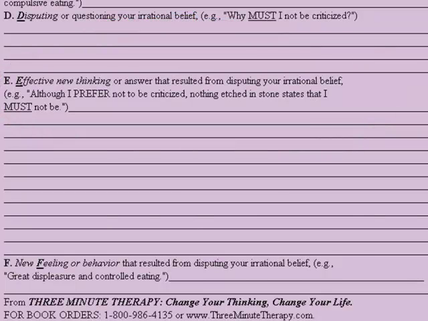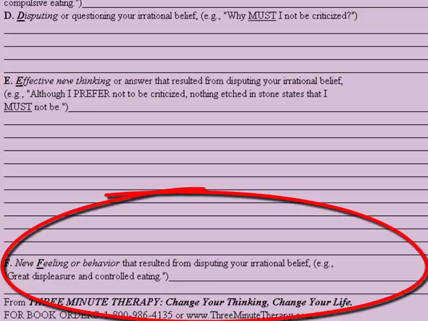So those are some of the reasonable statements, rational statements you can write at E, effective new thinking, that contradicts your irrational belief. And then once you internalize that, then that will lead to F, your new feeling and behavior, which would be still a negative feeling because you don't like being criticized, but an appropriate, a helpful negative feeling, such as great disappointment, displeasure, discomfort about the criticism, and controlled eating rather than compulsive eating in the face of criticism.